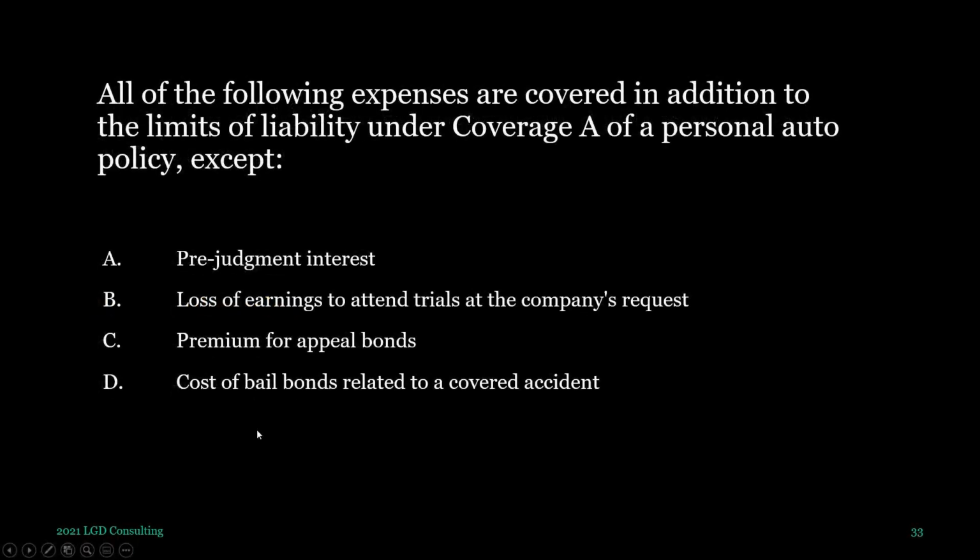All of the following expenses are covered in addition to the limits of liability under coverage A of a personal auto policy, except. So this is saying all of the following are covered in addition to liability. So we're not talking liability coverage. We're talking about that supplementary payments coverage. And the supplementary payments coverage covers all of the following except prejudgment interest. Okay, prejudgment interest is actually covered by the liability portion of the policy.